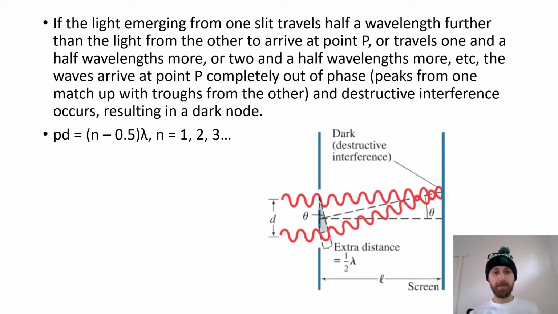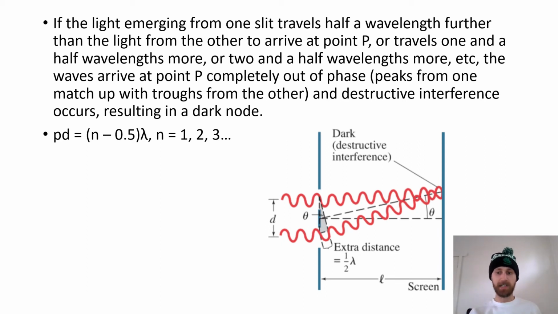We've got an equation for that one, which is that the path difference is going to be (n − 0.5), n minus a half, times the wavelength. So if the path difference is like a half or 1.5 or 2.5 times the wavelength, then we get destructive interference going on. So that's going to be the condition for us to get a dark node area on the screen.